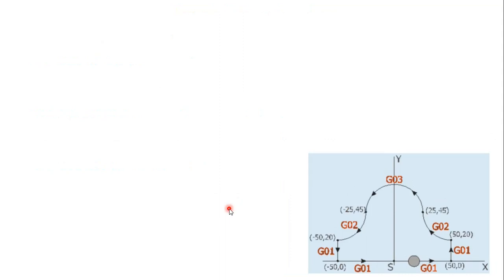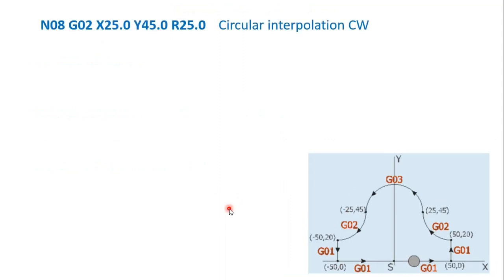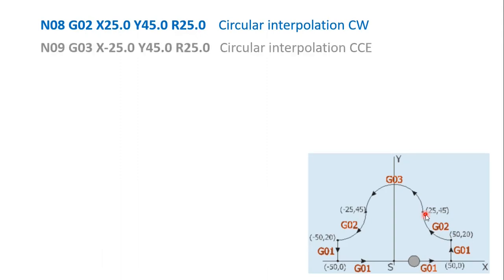Now from here you can see it is G02. Okay, so what is happening, G02, and X is 25, Y is 45, and the radius is 25. And it is a counterclockwise direction, so the tool will go like this and reach this point. Then we are defining the next one. So you can see this is a counterclockwise direction, and we should use M03.